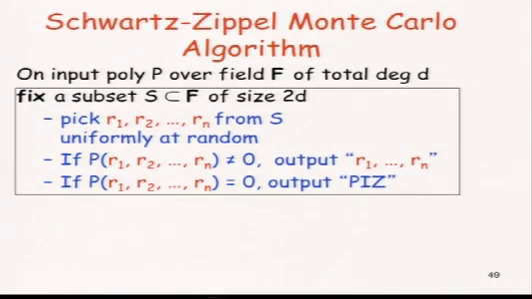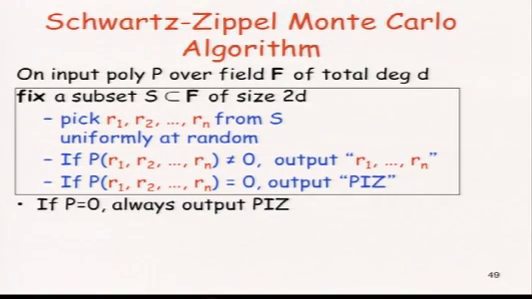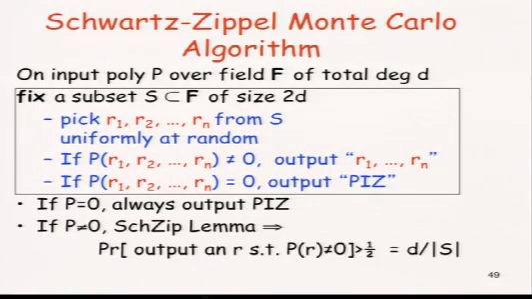Okay, and the Schwartz-Zippel lemma tells me that this is a very good procedure: if the polynomial was identically 0, we're always going to be right. We're never going to find a point where it's non-zero. And if the polynomial was not identically 0, then with high probability I will be able to find R1 through Rn, which will make it non-zero.